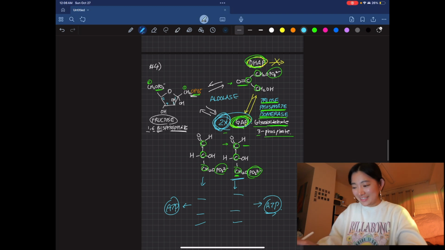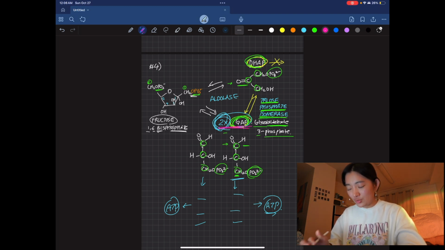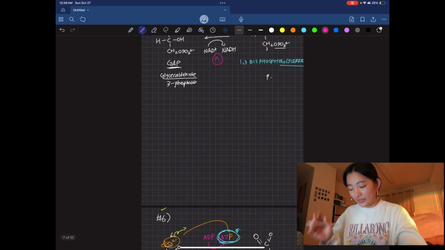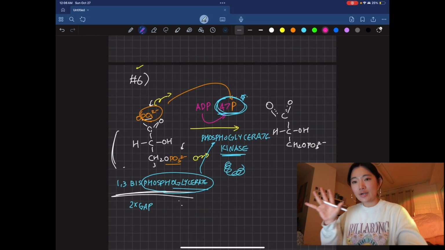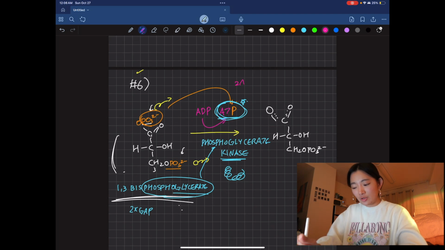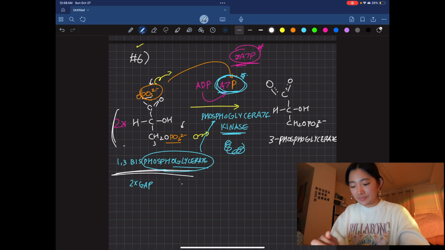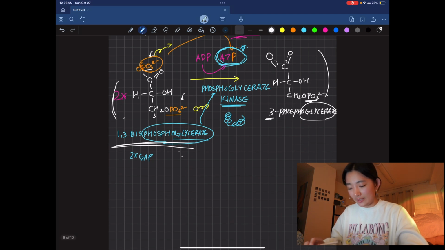All right, here. If you recall, we made 2 gap molecules because we converted DAP into GAP, right? So we're doing this whole thing with 2 gap molecules. So technically, in terms of the entire glycolysis pathway, we got 2 ATP molecules since we're doing this with 2 of these, right? So we got 2 ATP. So keep that in the back of your mind. Again, name should be intuitive. We have a phosphate group on carbon number 3, and we're working with a glycerate now, right?